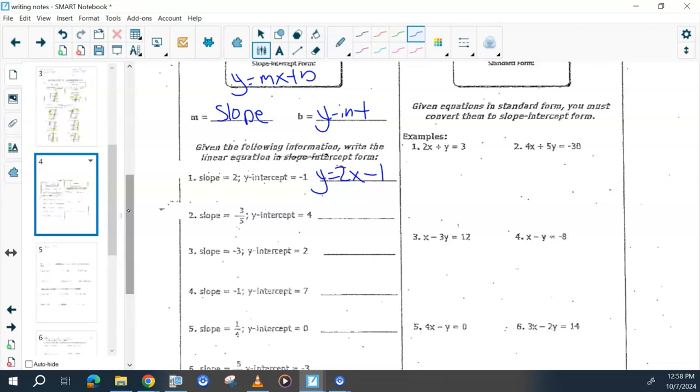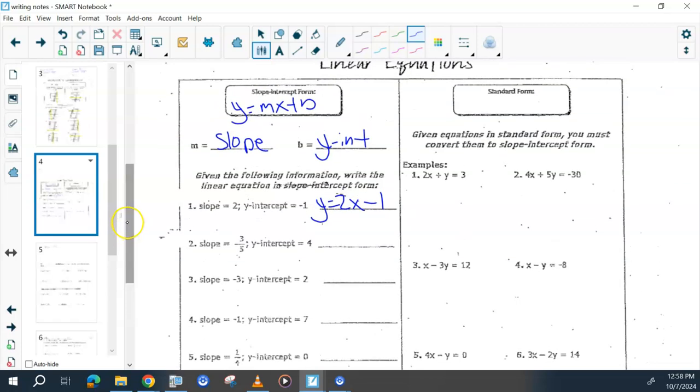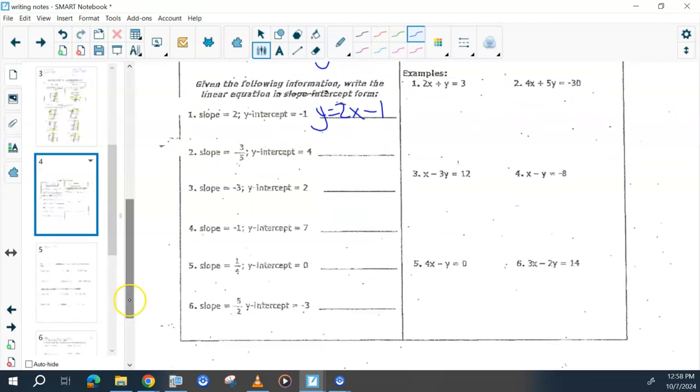If not, we're going to go on to the right side. Yes. For number 5, it would just be y equals 4x. You wouldn't use a 0. You don't have to. You can if you want to.